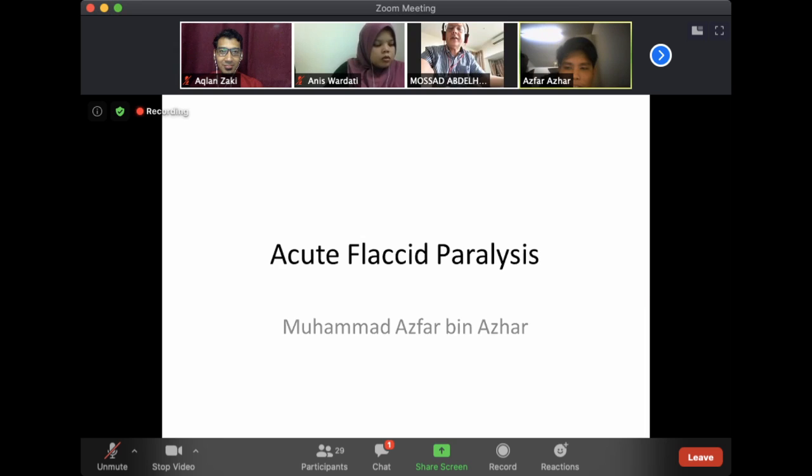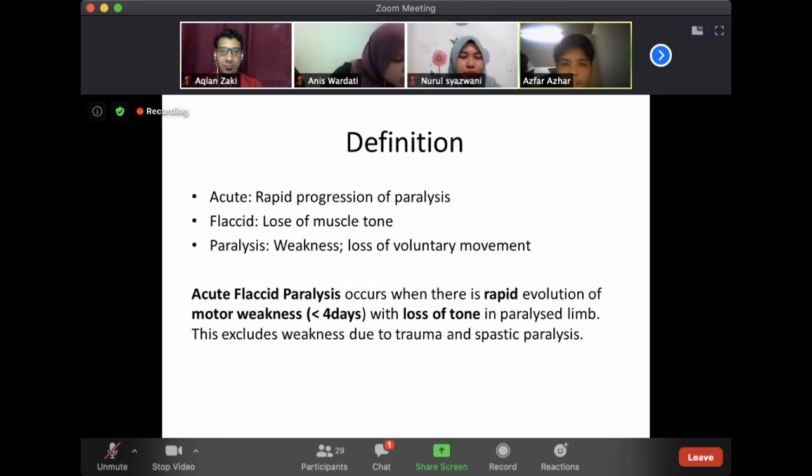My name is Muhammad Azfar. I will present about acute flaccid paralysis. So we go to the definition. By the words themselves, acute is a rapid progression of paralysis, flaccid is a loss of muscle tone, and paralysis refers to weakness, loss of voluntary movement. Based on the CPG, acute flaccid paralysis occurs when there is a rapid evolution of motor weakness, in less than 4 days, with lost tone in the paralyzed limbs. This includes weakness due to trauma and spastic paralysis. This is the definition based on the CPG.